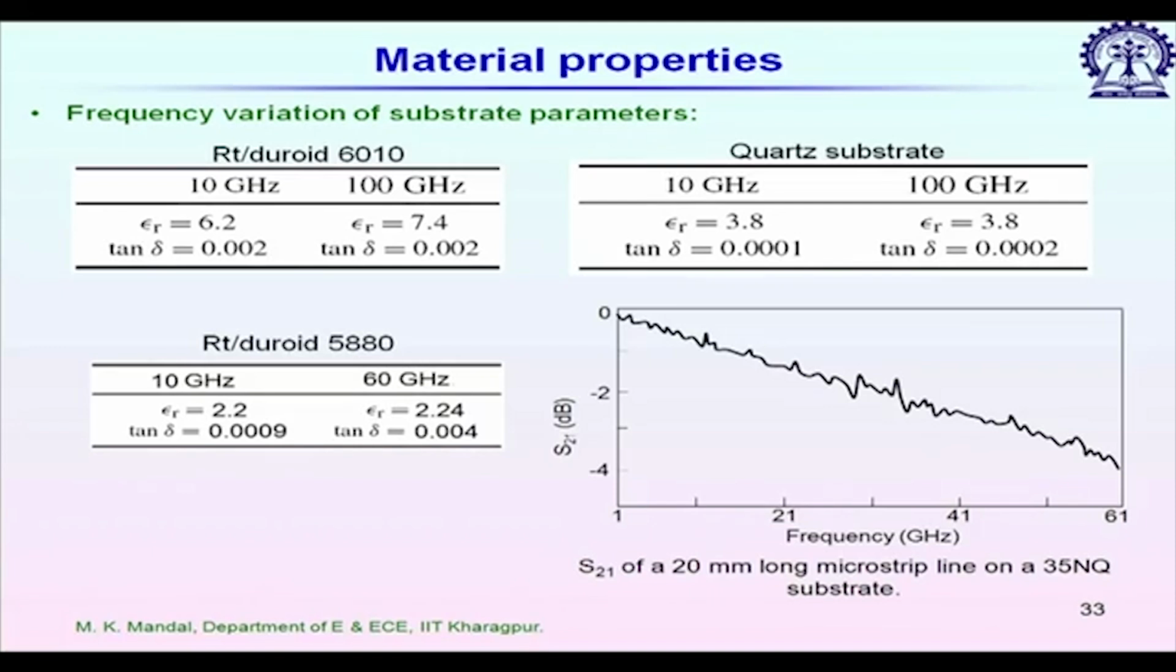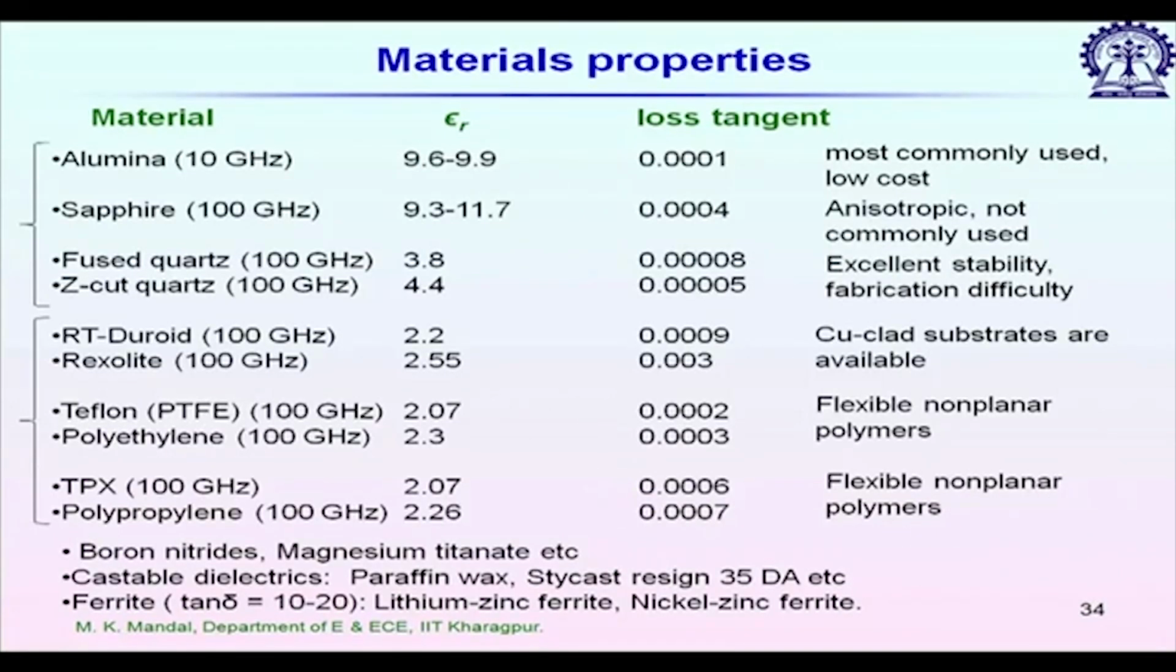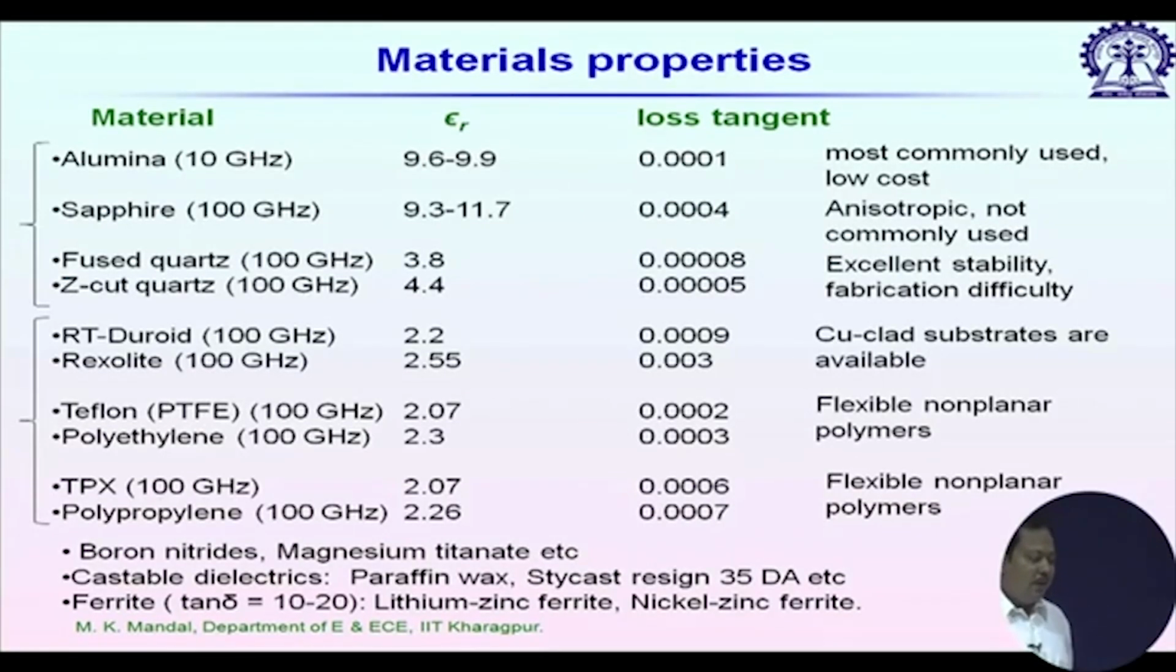Before that, let us go through some other popular materials. One of them is alumina. For alumina, depending on its purity, epsilon r can vary between 9.6 and 9.9.